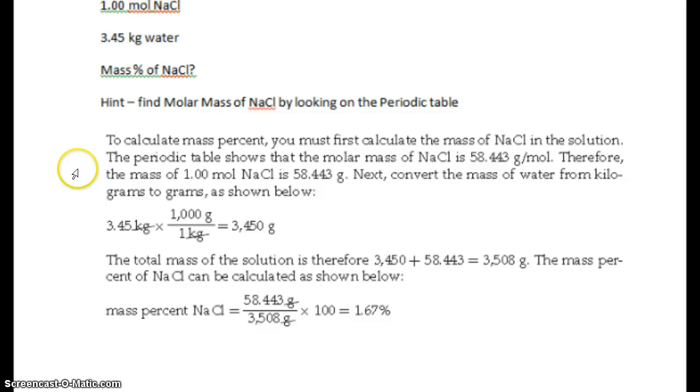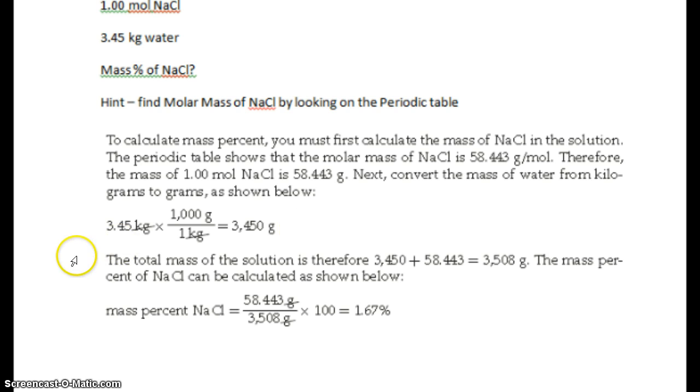All right, so then it says to calculate mass percent, you must first calculate the mass of salt in the solution. The periodic table shows that the molar mass of salt is 58.443 grams per mole. Therefore, the mass of 1 mole of sodium chloride is 58.443 grams. Next, convert the mass of water from kilograms to grams. So again, 1,000 grams is the same as 1 kilogram. 3.45 kilograms times 1,000 gives us 3,450 grams.